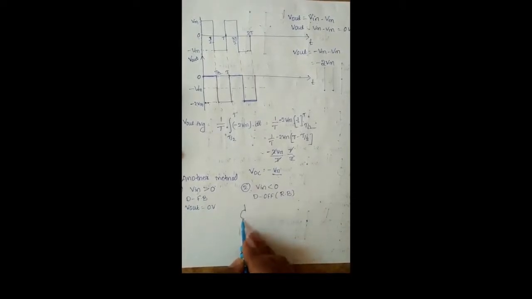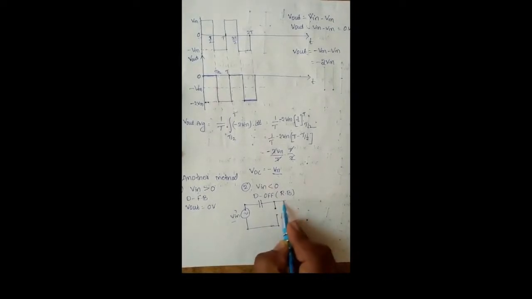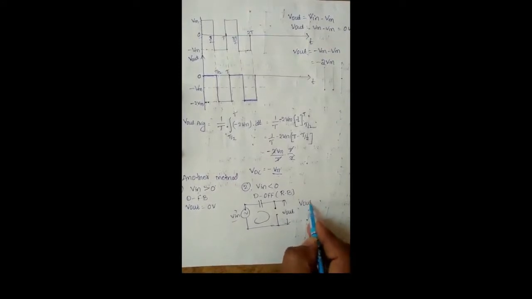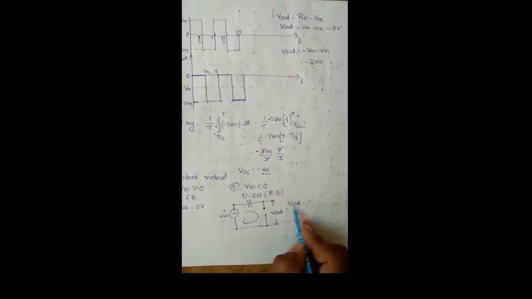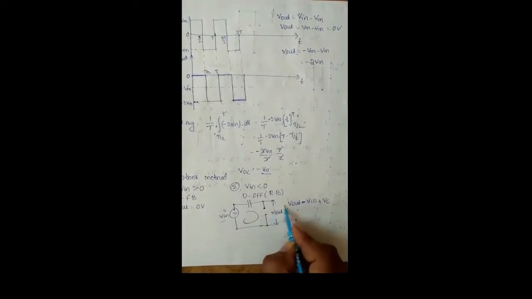At that time we redraw the circuit. Here this is the Vin, and here we have the capacitor, and here the diode is open circuited, and now we estimate the output voltage Vout. Now we can apply KVL in this loop, then we get minus Vin plus Vc plus Vout equal to 0. Therefore Vout equals Vin minus Vc.